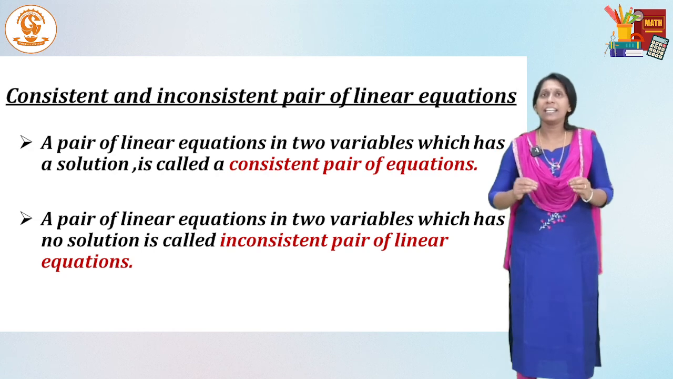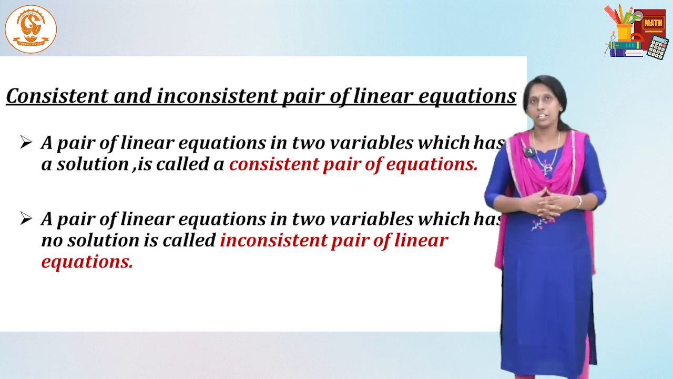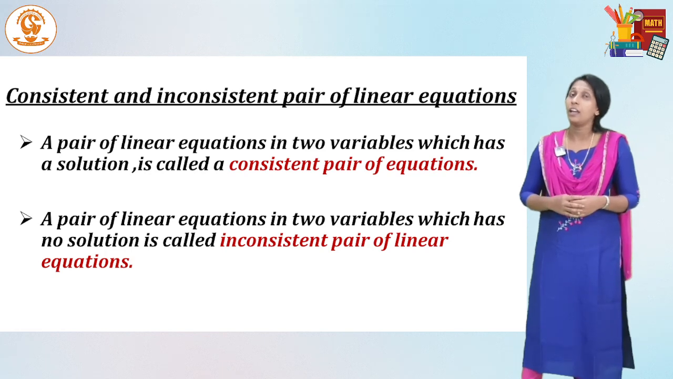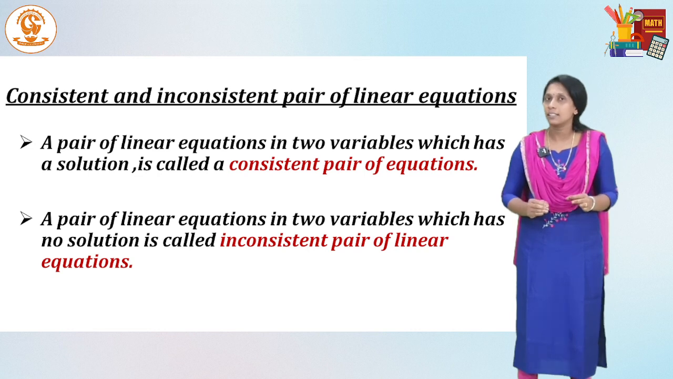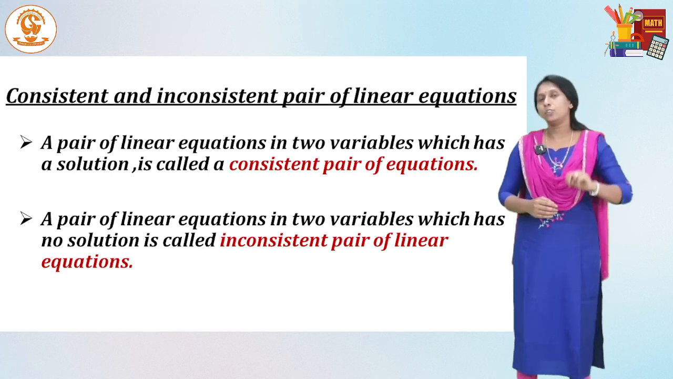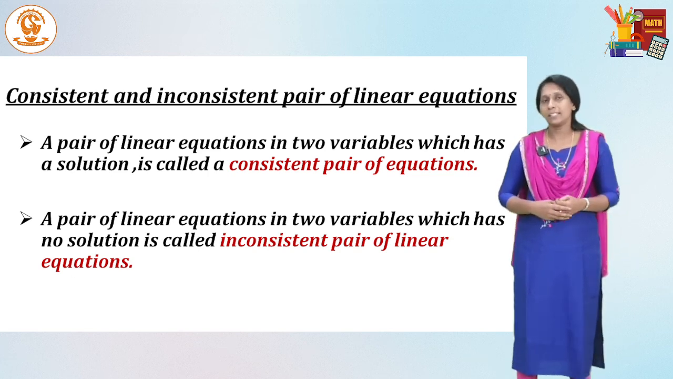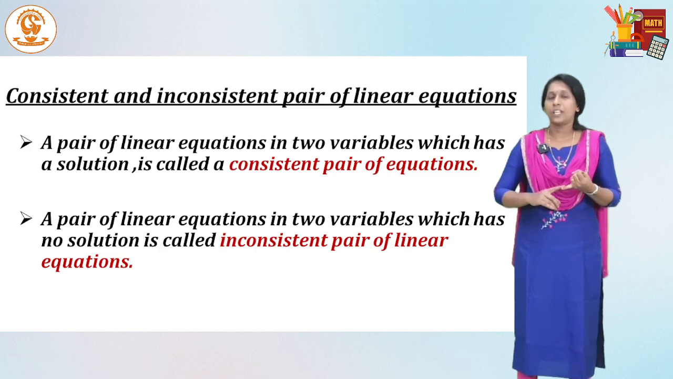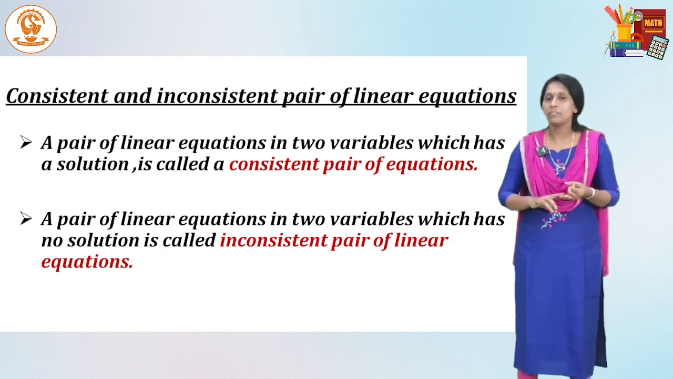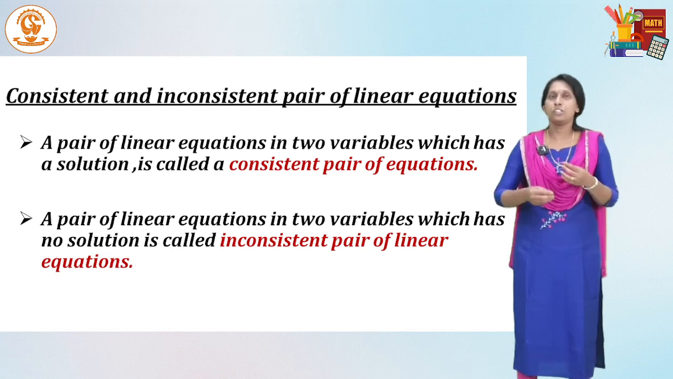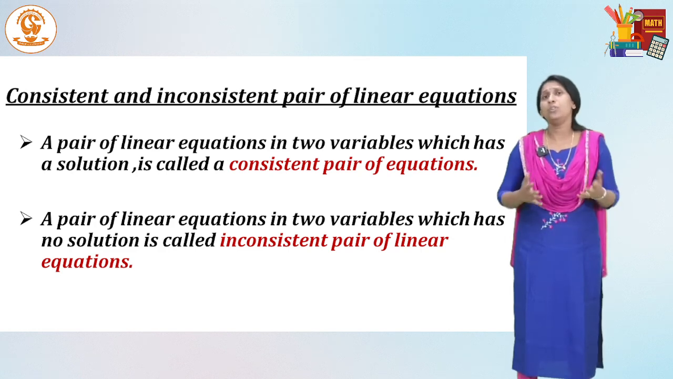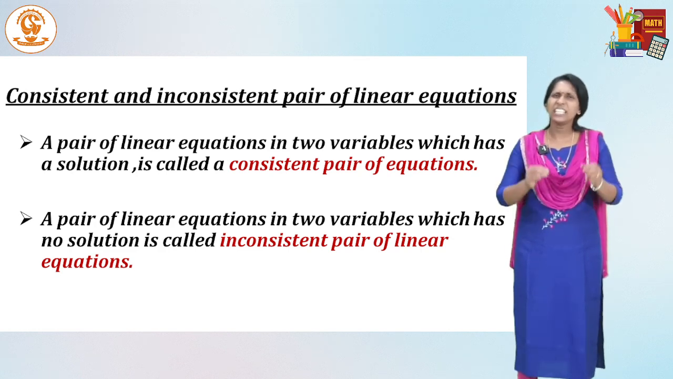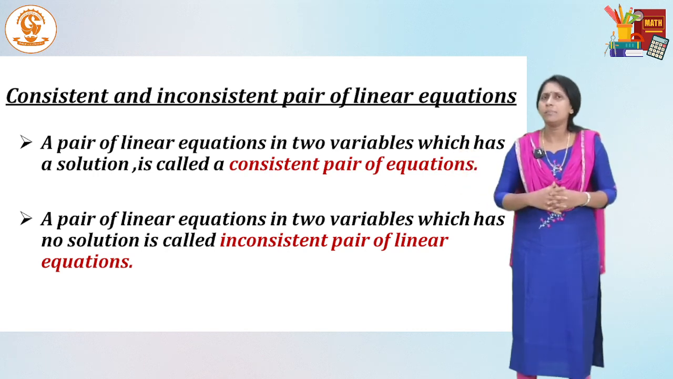So, consistent and inconsistent pairs of linear equations. What is the meaning of a consistent pair? When the pair of linear equations has a solution, it is known as a consistent pair of equations. So, two cases you can consider as consistent. Which are those two cases? When it has a unique solution and when it has infinitely many solutions. So, these two cases are consistent. Then, when the pair of linear equations has no solution, it is known as an inconsistent pair of equations. Very simple, isn't it?